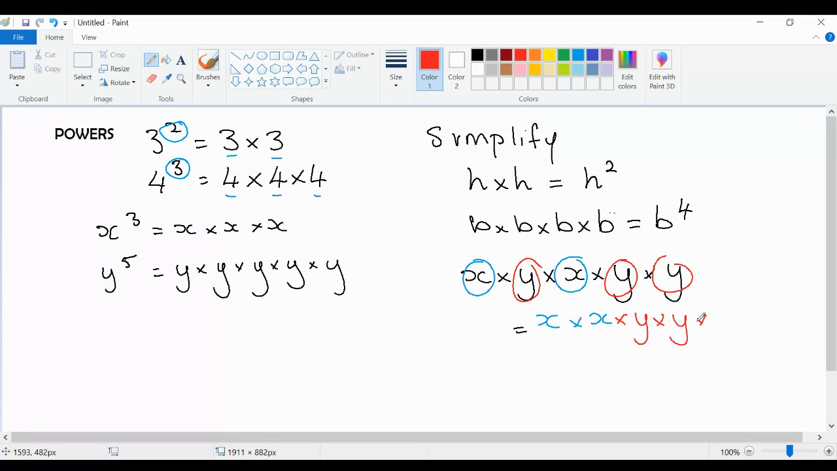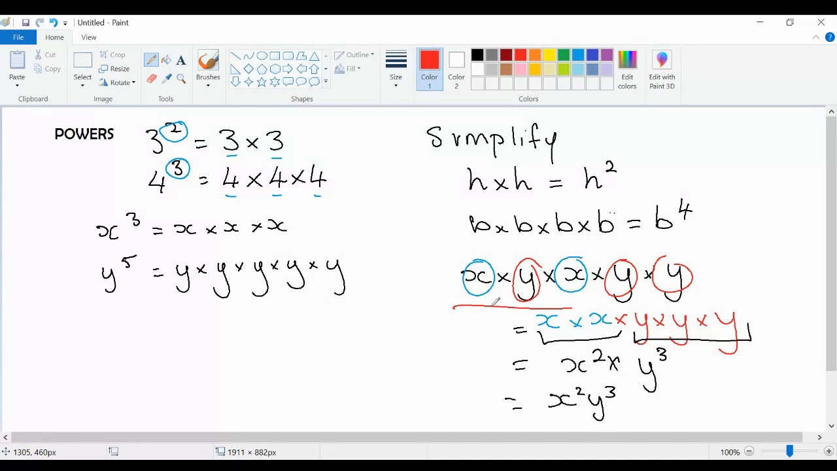Times y times y. Now, if I was to simplify, well, these two here can be written as x to the power of 2. And these three here can be written as y to the power of 3. But what am I doing between them? I'm actually multiplying. Okay, and if I multiply, remember the rule with mathematics or algebra is that we generally don't write times, so we can just write that as x to the power of 2, nothing, y to the power of 3. And that's the question on top, which is this one here, simplified to give you this one here.